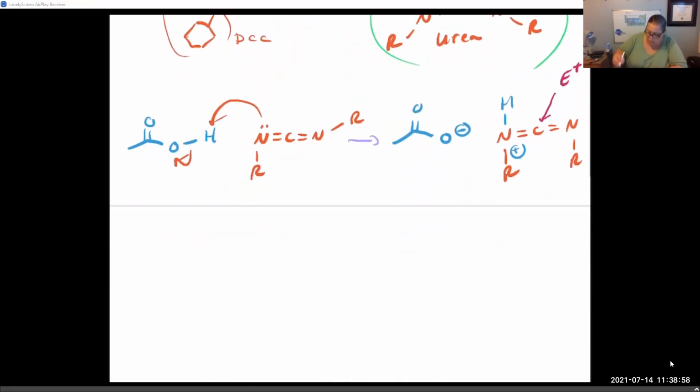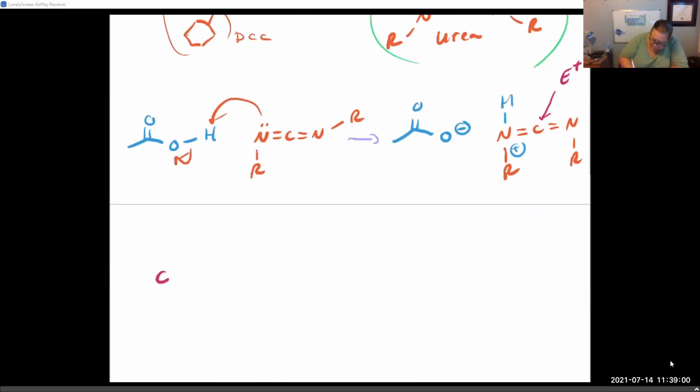And so when we have carbonyl groups, we protonate them, right? We make this carbon more electrophilic. We can do the exact same thing to an imine.